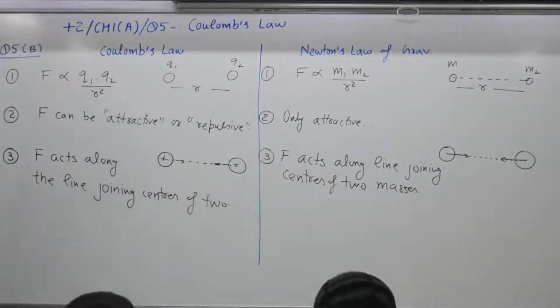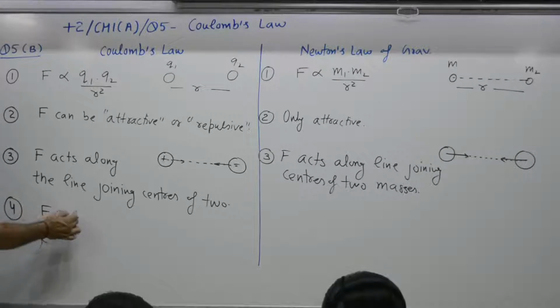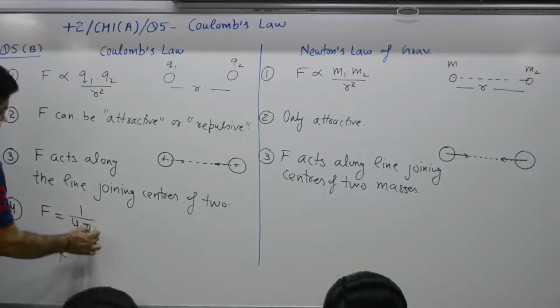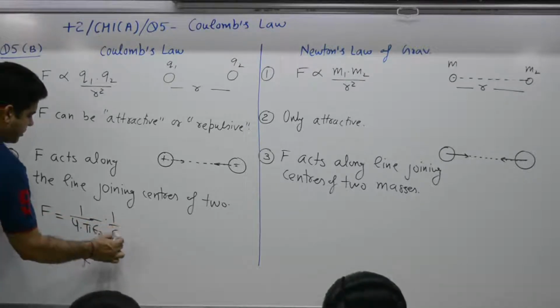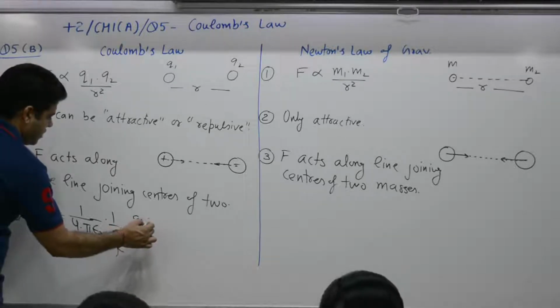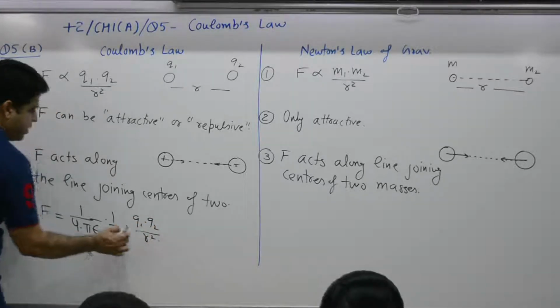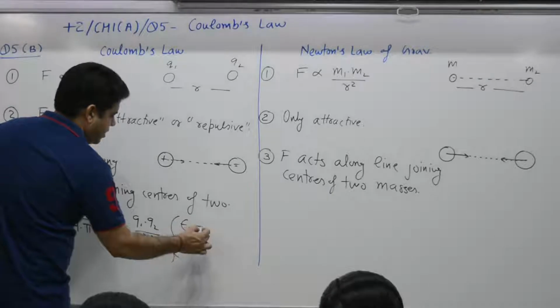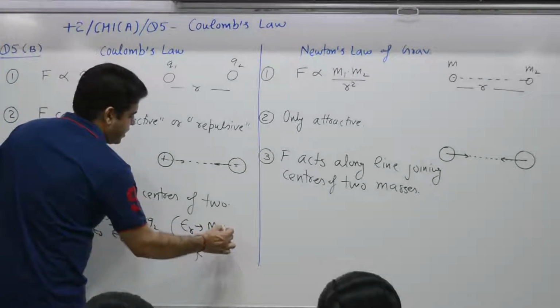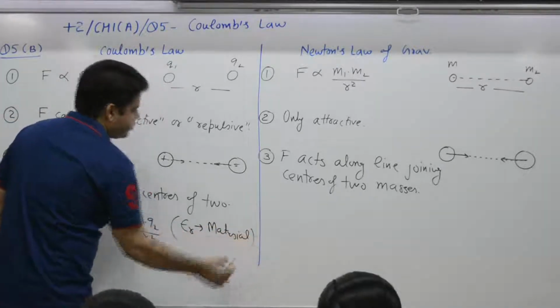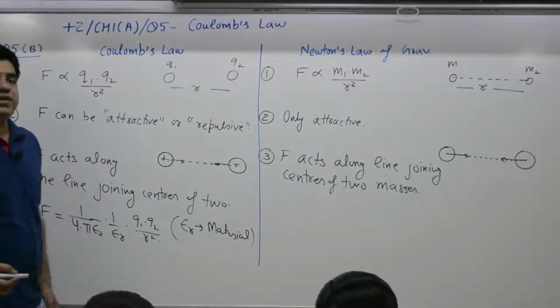Fourth, yes, depends on material. F is equal to 1 by 4 pi epsilon naught epsilon r q1 q2 by r square. Epsilon r depends on what? Material. It depends on material. It is the relative permittivity.